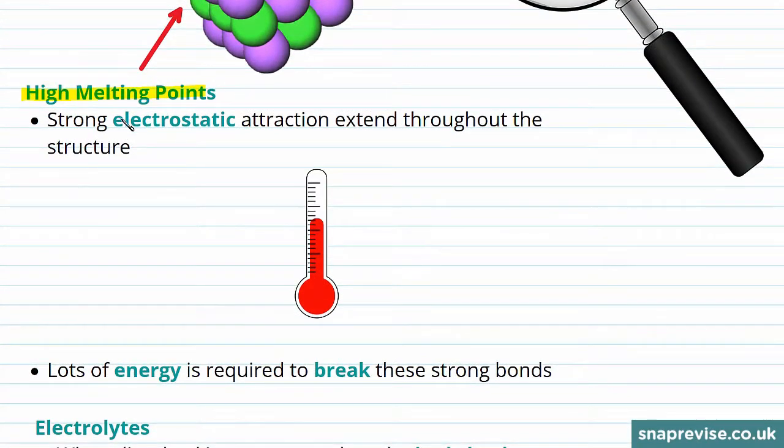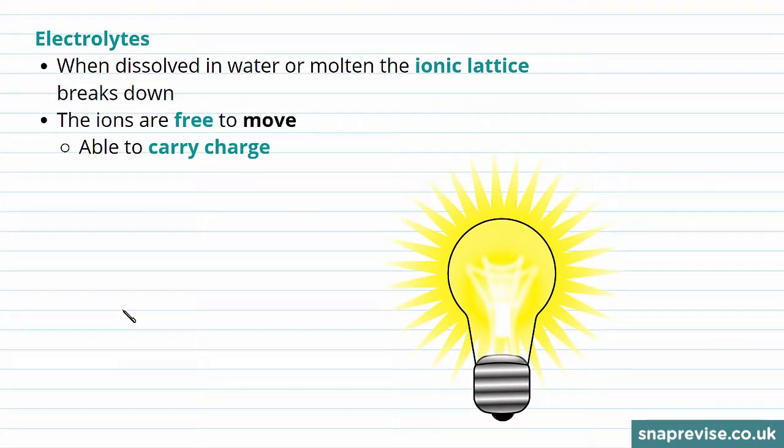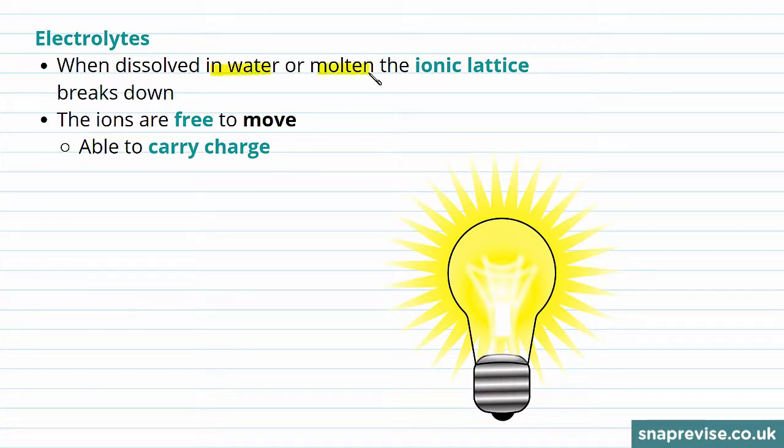That's due to the fact that the strong electrostatic attractions extend throughout the structure, throughout that 3D lattice, and lots of energy is required to break these strong bonds, allowing for melting to take place. Interestingly, our ionic structures are also electrolytes. This means that when dissolved in water or when molten, the ionic lattice breaks down and the ions are free to move. As our ions are free to move, they can carry charge, which allows our ionic structures to conduct electricity when in an aqueous solution or when molten.